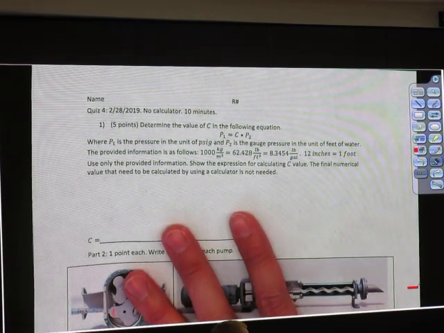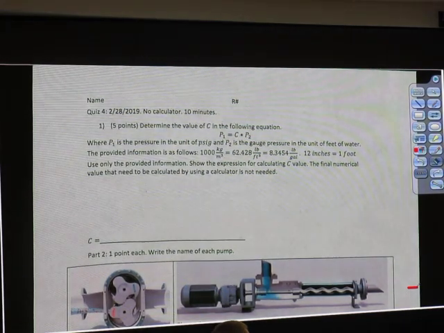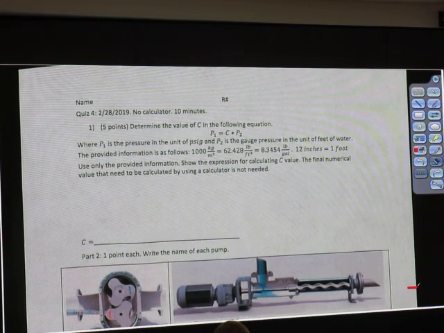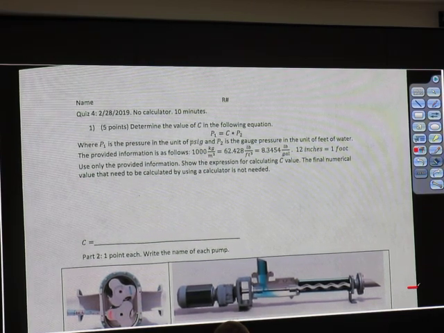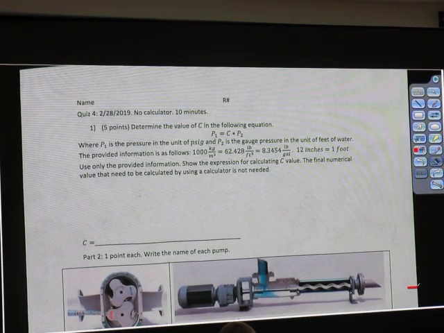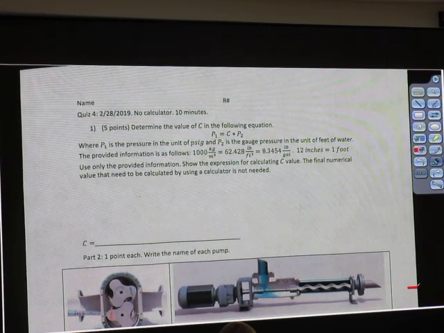So who thinks, I don't know how to do this? Raise your hand. I didn't understand the question. The question is, find the value of C. P1 is pressure in the unit of PSIG. P2 is gauge pressure in the unit of feet of water. That's the question. Is that not clear enough? Find the value of C. So how do I make it clearer? Can you advise me on that? How do you make it clear?